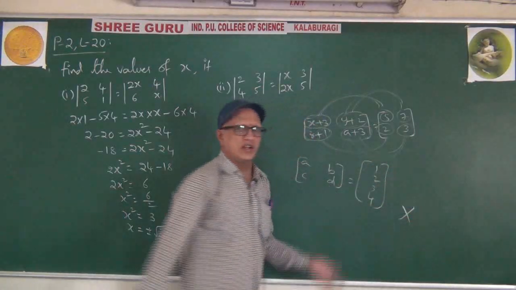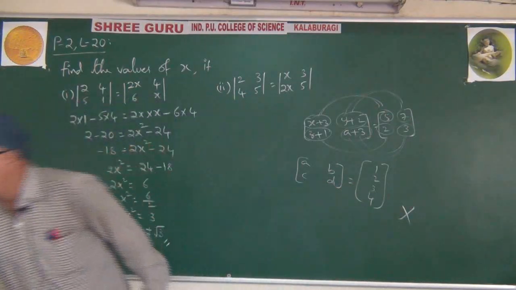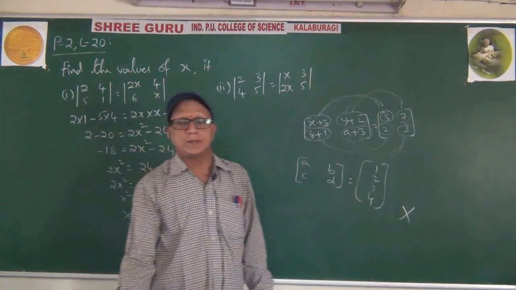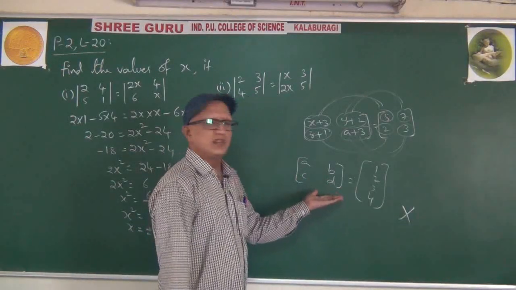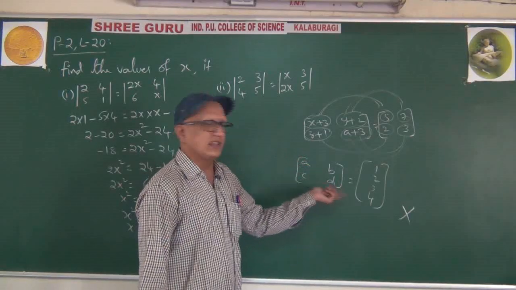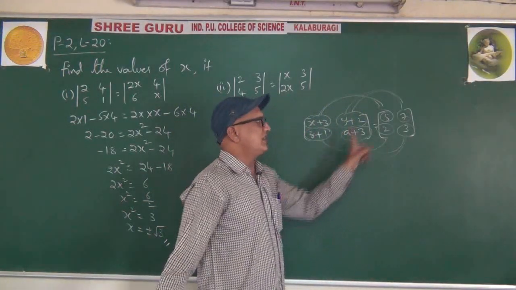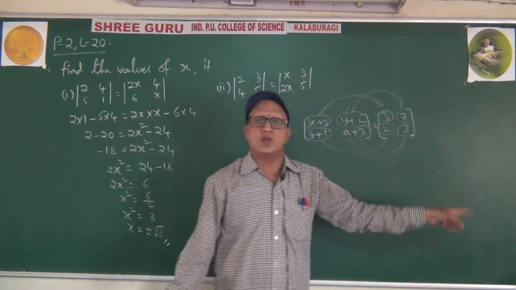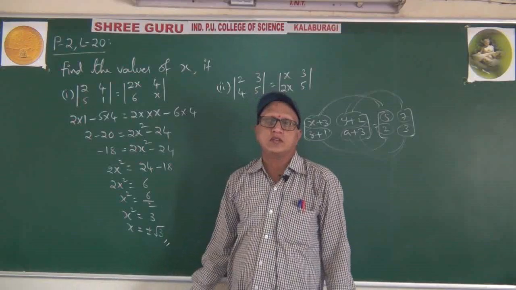I already told you they don't give the matrix like that. Equality of two matrices means the order should be the same. The order should be the same. Then only they give it like that. This is not possible. They don't give it like this in the question. Okay? Matrix means you can equate the corresponding elements. Determinant means you have to expand. Clear?